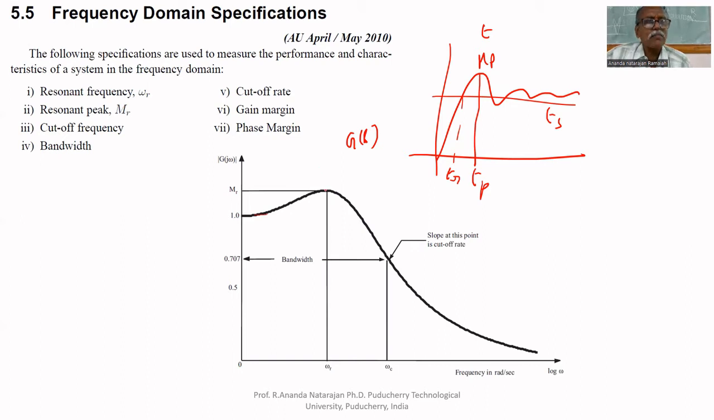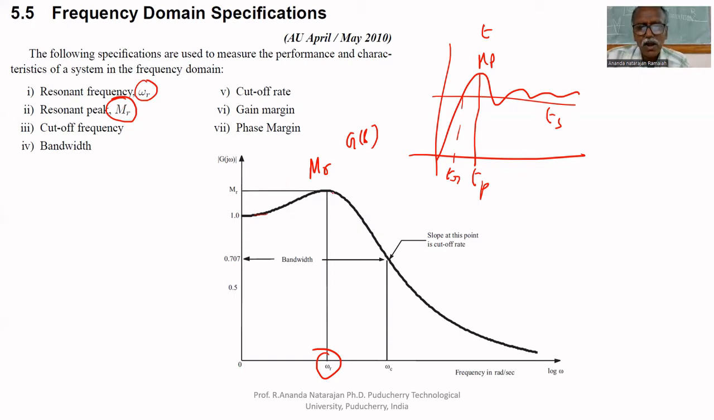At one point, the output magnitude at a particular frequency will be very high. That magnitude is called MR. That MR is called resonant peak. Resonant peak MR. That frequency is called resonant frequency omega R. At resonant frequency, the output amplitude will be maximum.